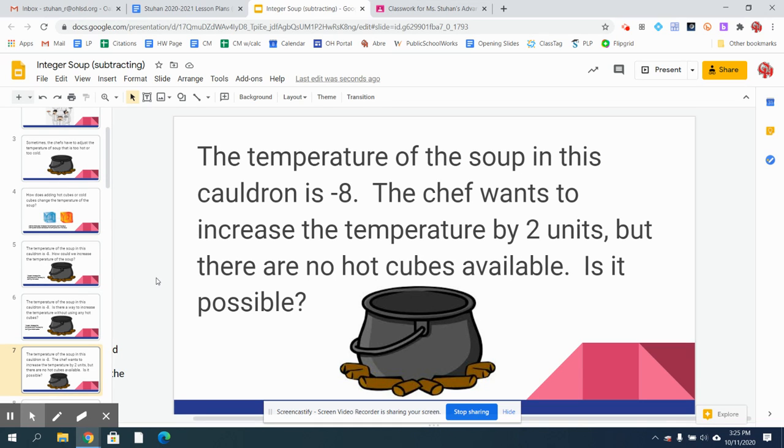So the temperature of the soup in this cauldron is -8. The chef wants to increase the temperature by 2 units, but there are no hot cubes available. Is it possible? Well, absolutely it's possible. We can take out 2 cold cubes in order to increase the temperature. So if the temperature of the soup is -8 and we take out 1, 2 negative or cold cubes, we can increase the temperature of the soup.